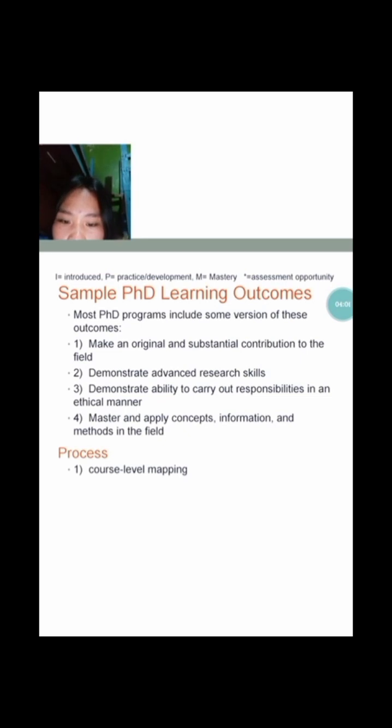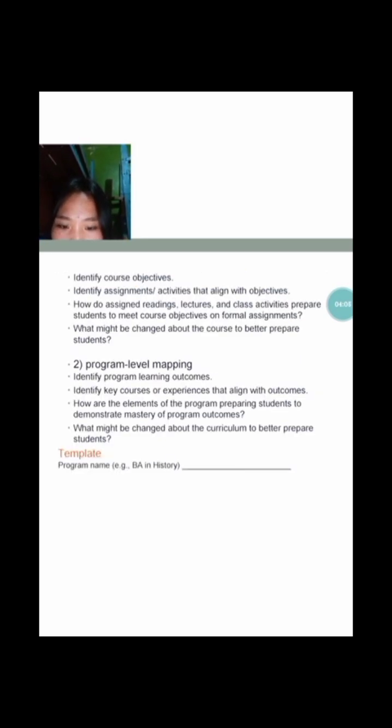Ang iyang process, number 1, course level mapping. Identify course objectives, identify assignments and activities that are aligned with the objectives. How do assigned readings, lectures, and class activities prepare students to meet course objectives and formal assignments? What might be changed about the course to better prepare students?